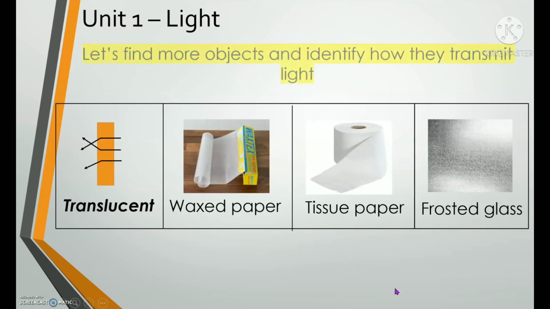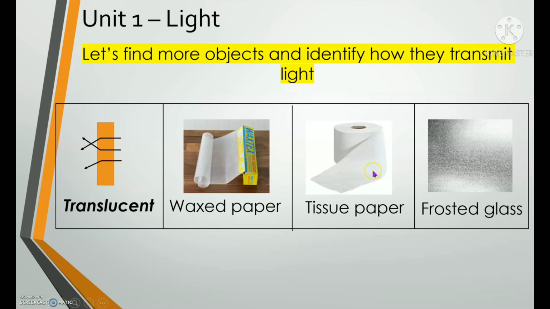Okay, next one. Everybody, translucent. Very good. Translucent, some of the light does not go through. It bends. Example, waxed paper. Everybody. So this example of waxed paper, you cannot see through clearly, because some of the light cannot go through.